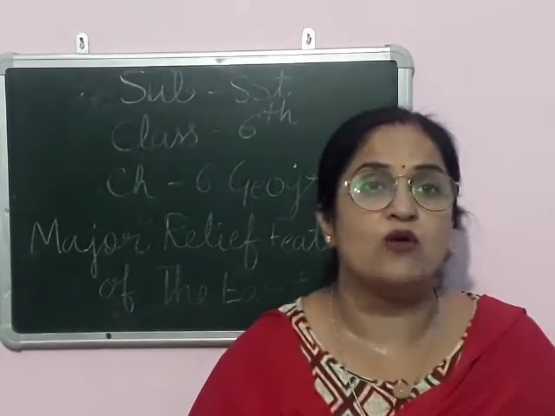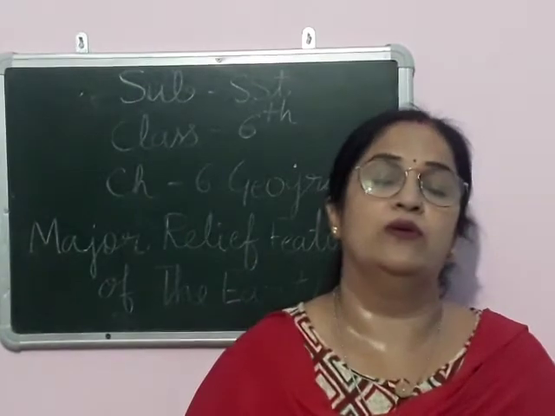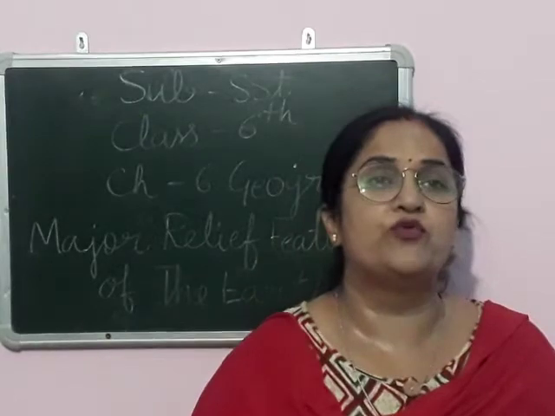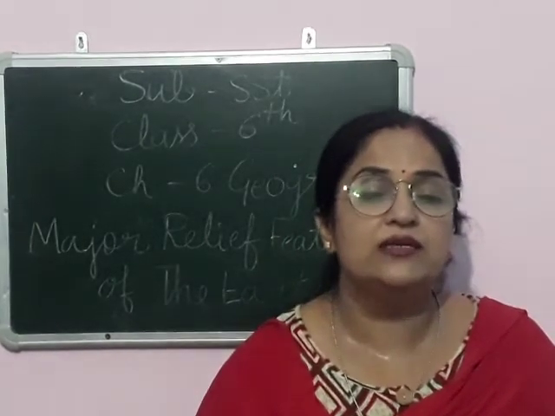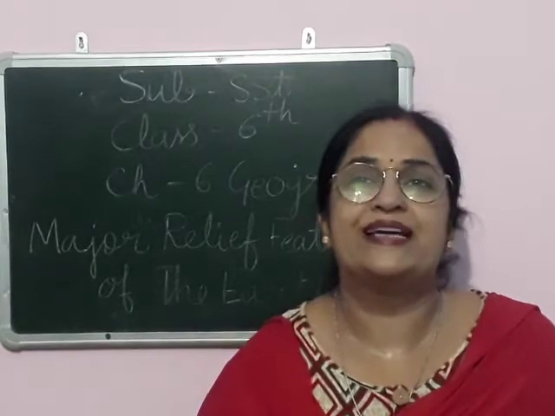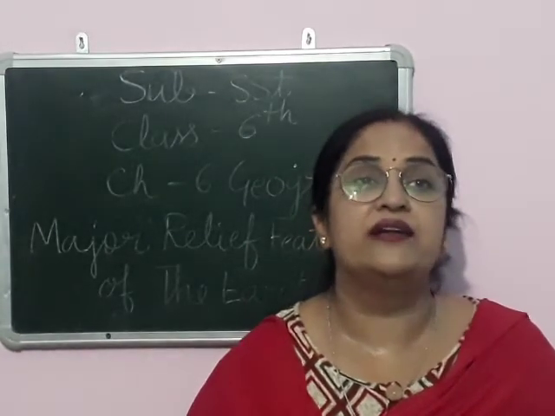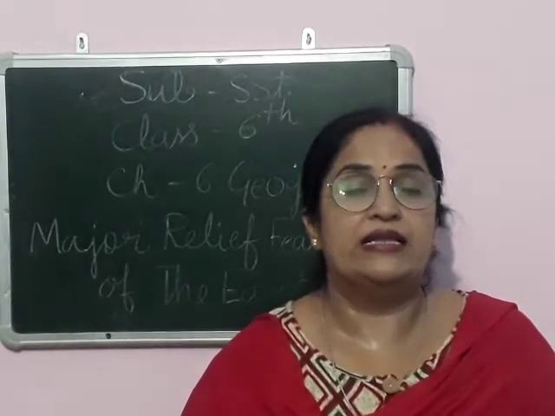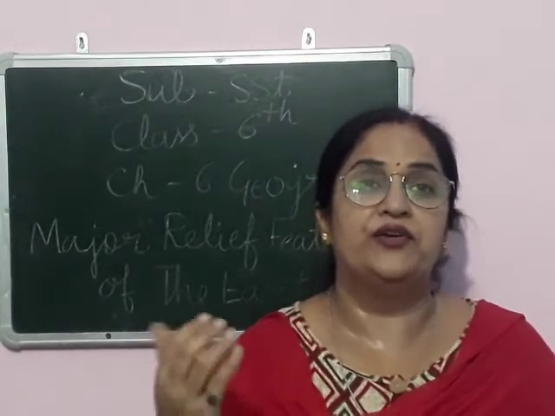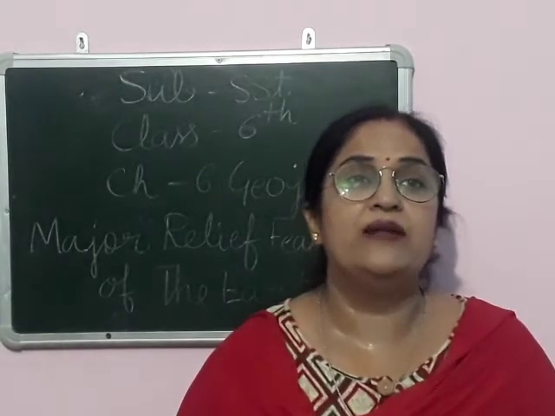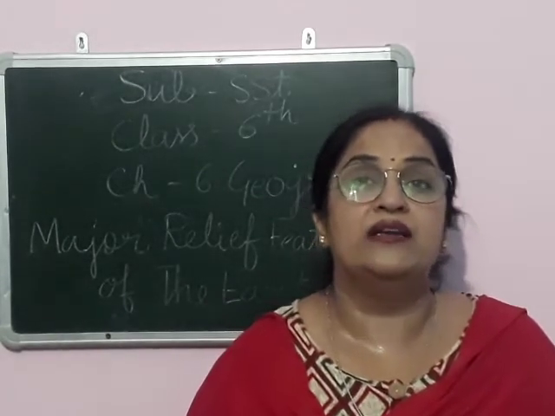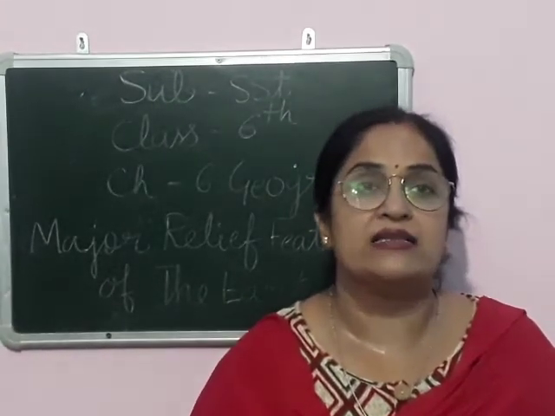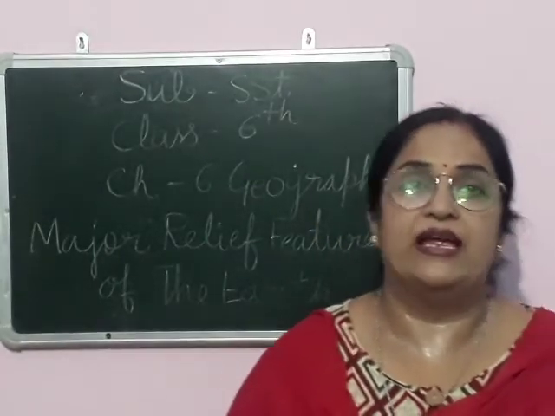The blocks that are pushed down due to fracture or cracking of the earth form depressions. These are called rift valleys. The areas lifted due to faulting are called horsts. The Narmada Valley in India, the Red Sea and the Dead Sea are examples of rift valleys.